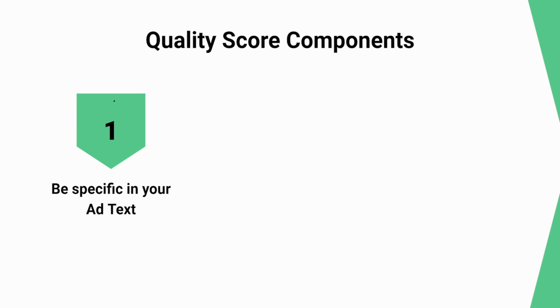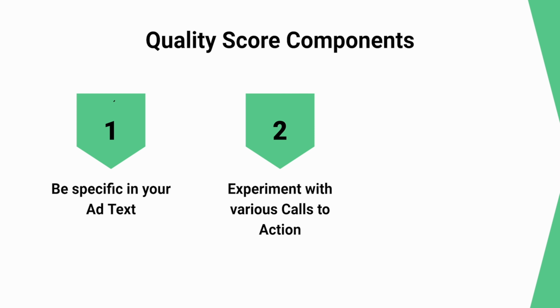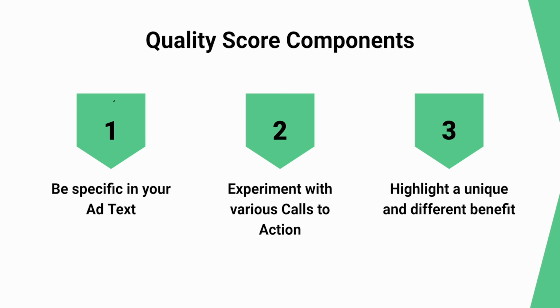The second component is to experiment with different calls to action. Whatever service that you offer, you should always include it in your ad text. Even texts or offers like free estimates, free shipping, or free returns will greatly improve your quality score. And the third factor is to highlight unique and different benefits that separate you from the crowd. What makes you stand out from the rest? Think about what matters to the users. Either it is a return policy or your exceptional service. You should always mention that in your ad text so that it can also greatly improve your quality scores.